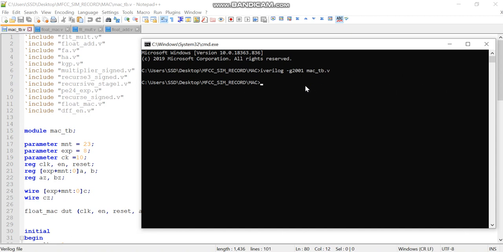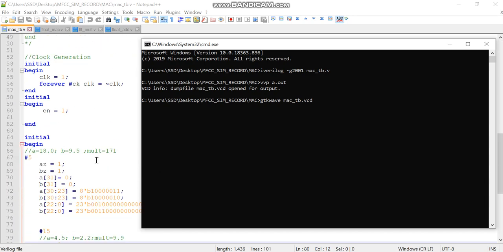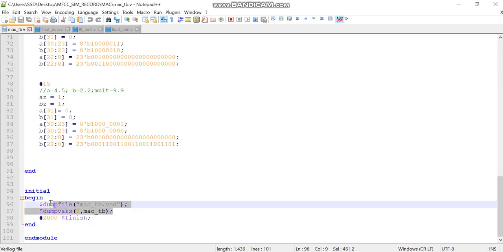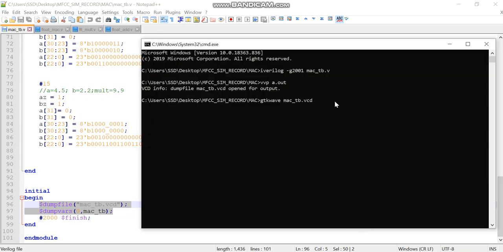So now to view the output, we'll have to generate the VCD dump file, and this we'll be viewing using the waveform viewer, GTKWave. The value change dump file will be generated from the test bench using the command $dumpfile.